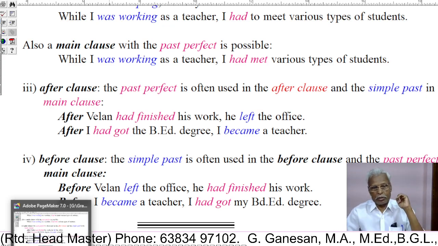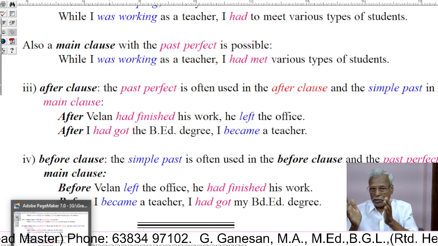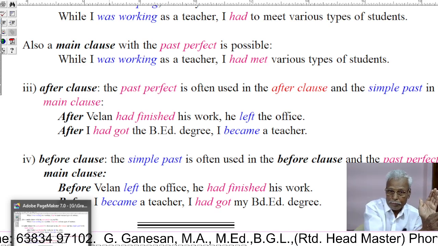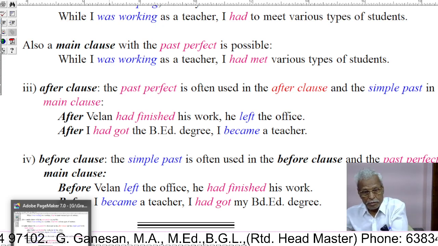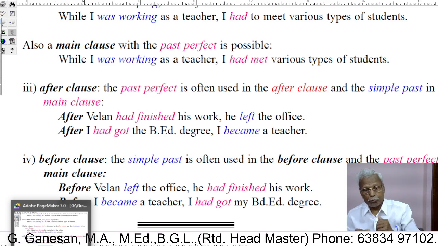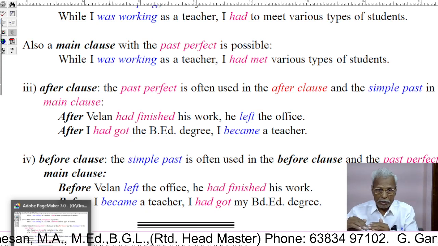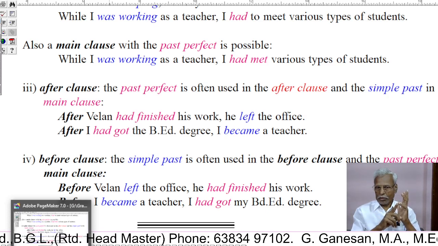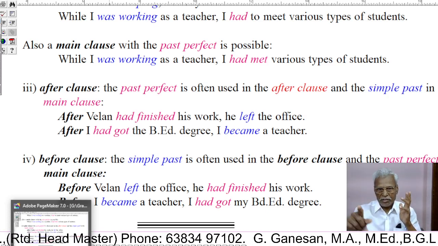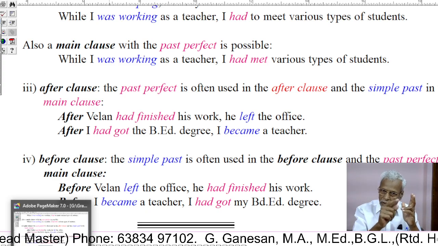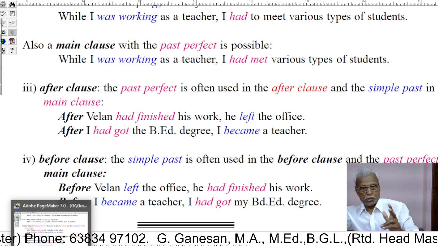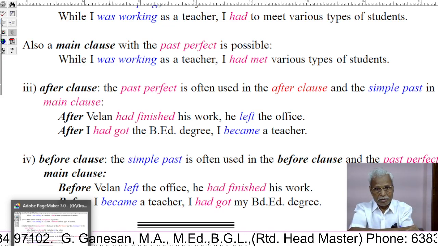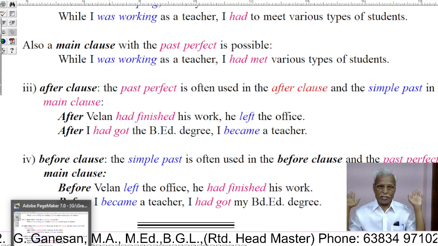And if we use the after clause, the action that happened first, the past perfect, should be expressed using the after clause, and the action that happened second should be expressed using the main clause. Again, when Valen left the office, he had finished his work. Before Valen left the office, he had finished his work. After Valen had finished his work, he left the office. This is the case. Okay?